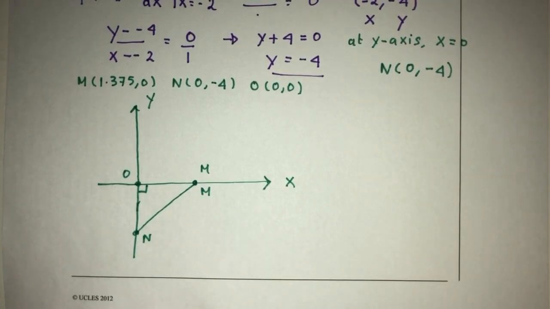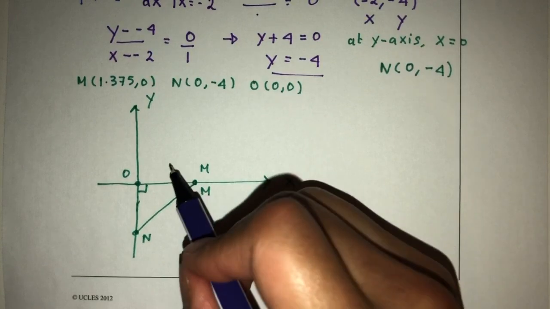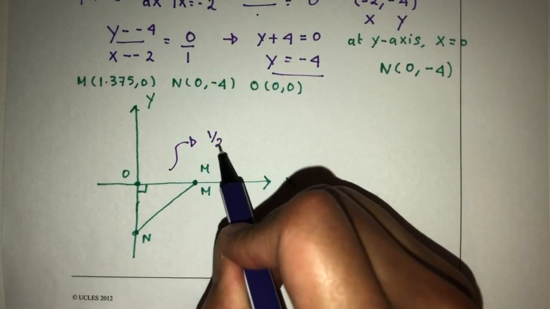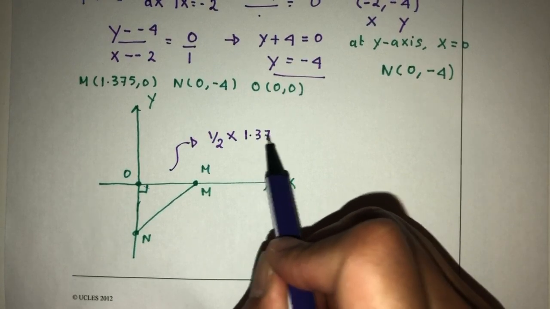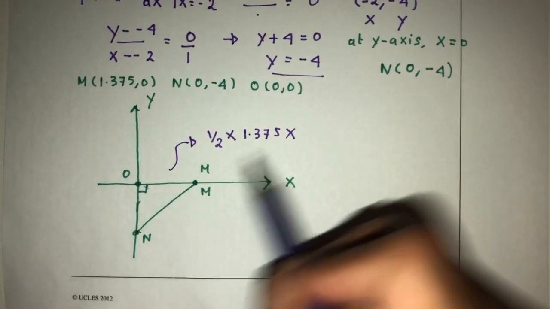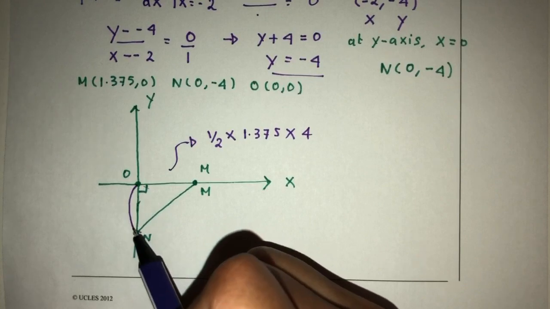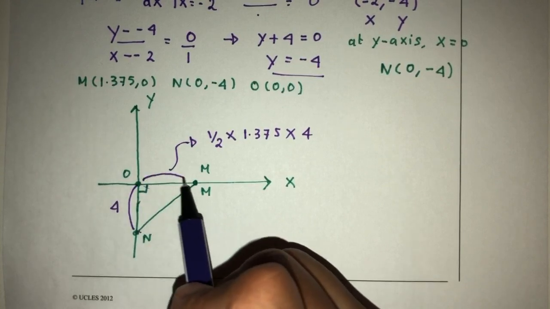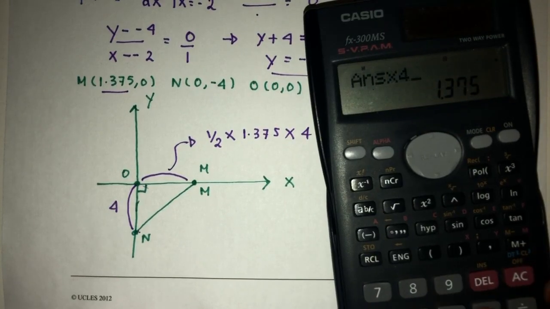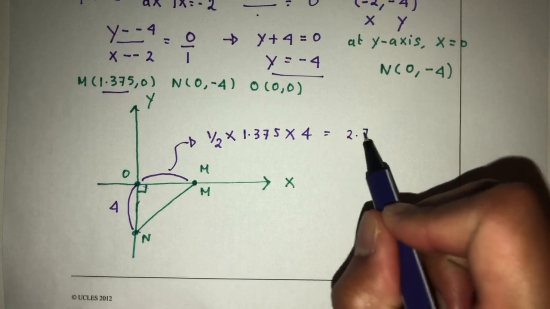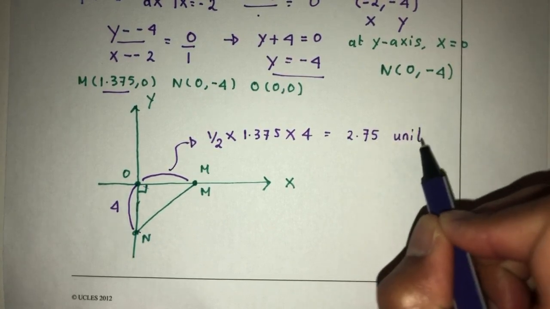And how do you find the area of a triangle which is right angle? Pretty easy. Half times base. The base is this one, which is 1.375, and times height, which is 4. This is 4 here, right? And this will be this value. That should give you what? 2.75 units square. So this is one way of finding the area.